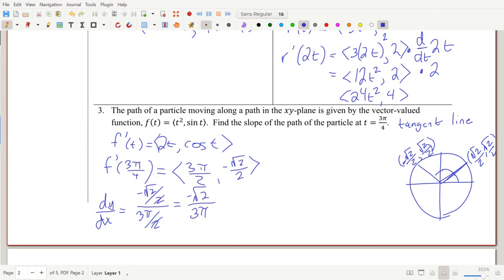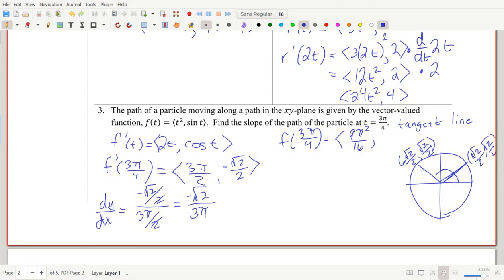That's great for the question. If I want to do a tangent line, I also need a point. Well, that's what the original function is. The original function is how you find your point. So we have to find f of 3 pi over 4. Here's the one that gave me grief when I was trying to graph it and make sure I was correct. I've got to square 3 pi over 4, which means I have to square 3, square pi, and square 4. So that's actually 9 pi squared over 16, plugging 3 pi over 4 in for t squared.